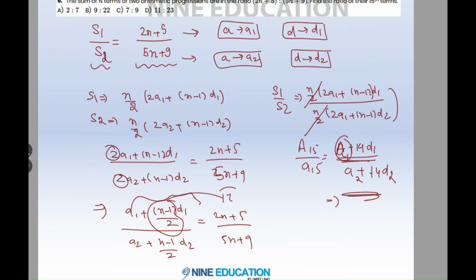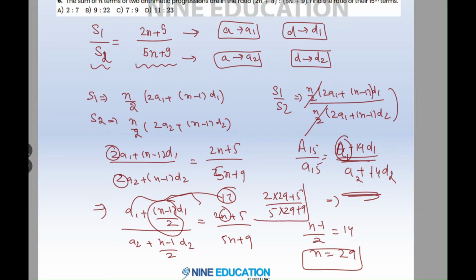So what we can just do is take it equal to 14. Compare (n minus 1) by 2 equals 14. n is equal to 29. Substitute n equals 29 here. 2 into 29 plus 5, and 5 into 29 plus 9.